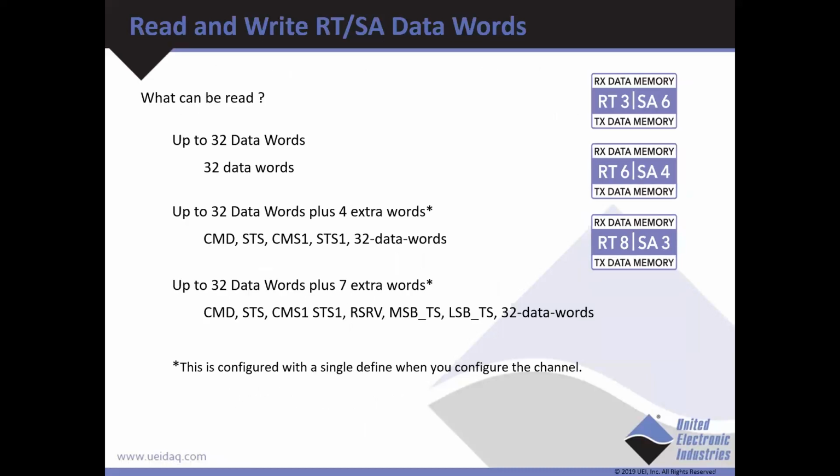What can be read? Well, the 1553 specification says that you need to be able to read up to 32 data words. Our I/O board allows you to configure the read to add additional words at the beginning of the data, such as command and status, and command 1 and status 1. So this both would be used in an RT to RT command. In a BC to RT command, you would simply see the command here and the status returned from the RT, as well as the data words.